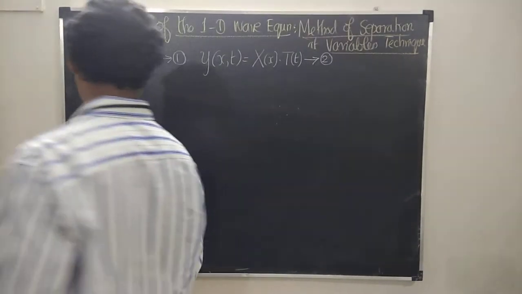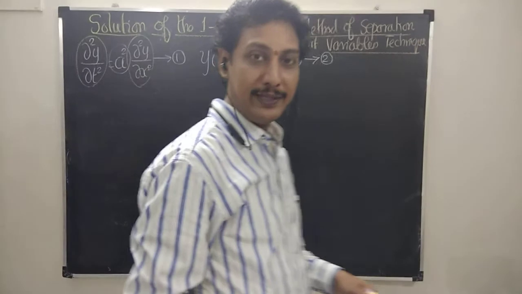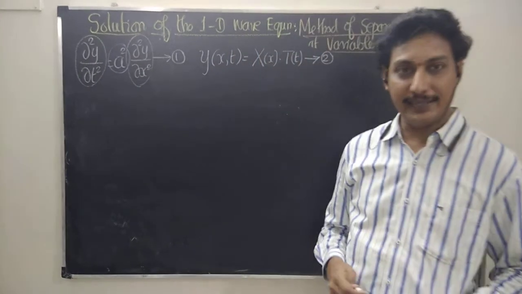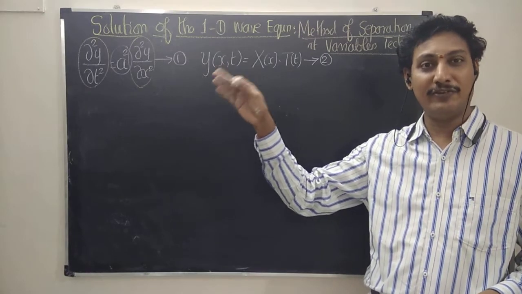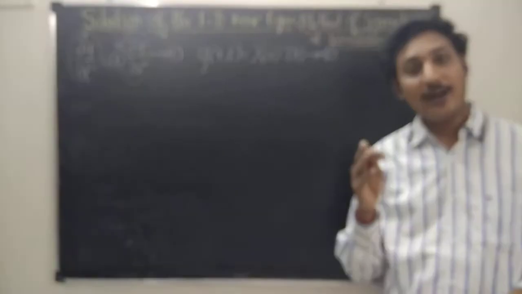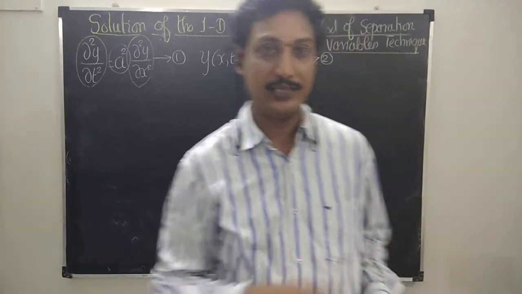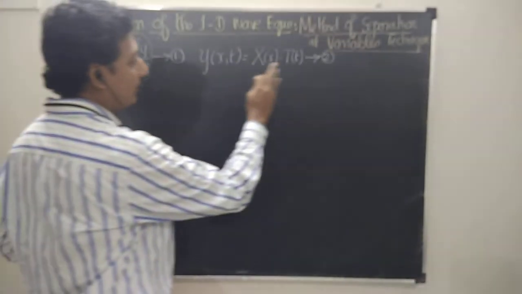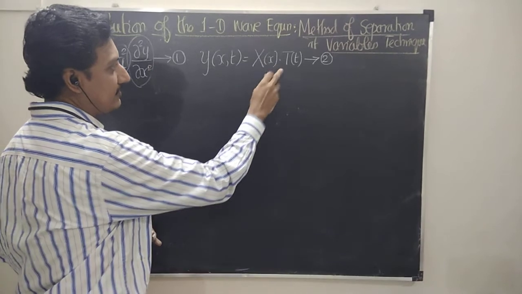So what about X and what about T? Let us see equation number 1. It has some partial derivatives. With the help of the method of separation of variables technique, our aim is to convert the given partial differential equation into an ordinary differential equation. That is the real beauty of this technique. Let's see how I am going to convert. So this is my y, a function of x and t, and it's a product form.